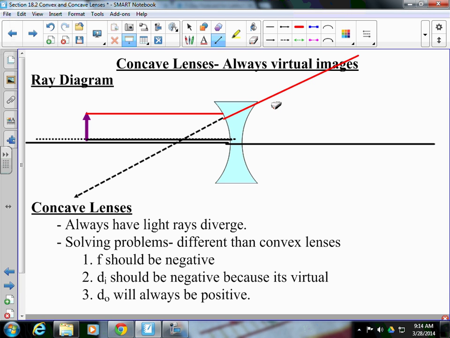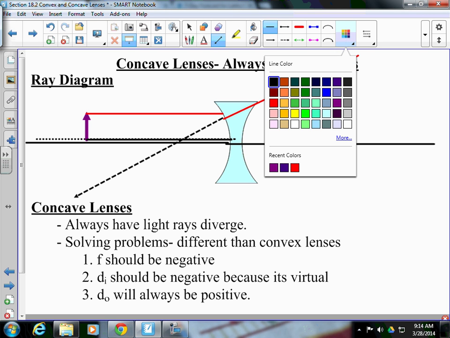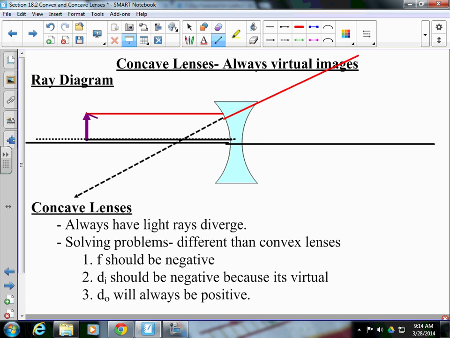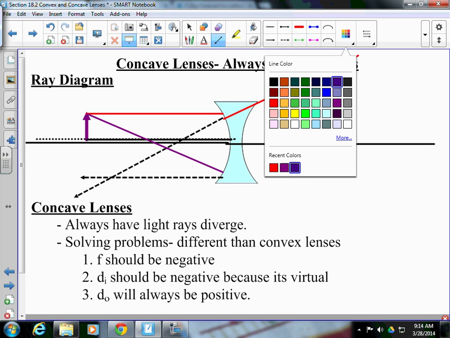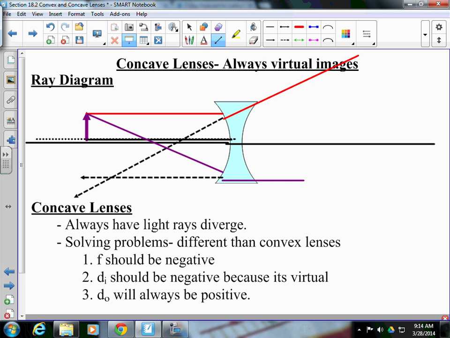We do again our third line in purple from the top of the arrow through what would essentially be the focal point of a mirror. But since we're dealing with lenses, this would hit. And if this was a mirror, this would come back like that. Since this is a lens, however, the light is going to keep traveling like this.